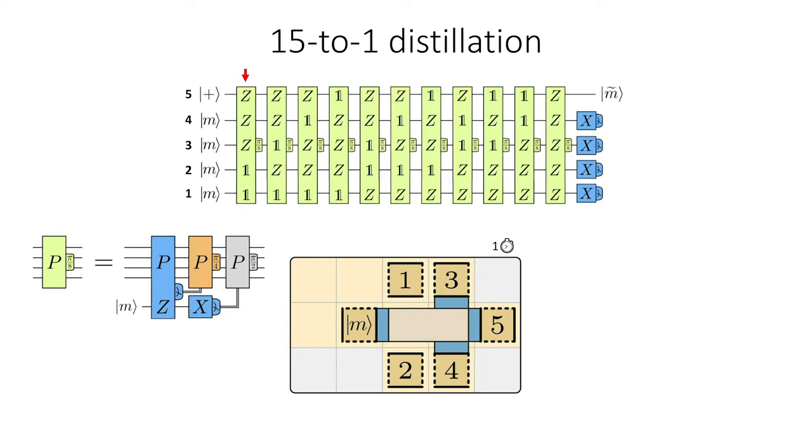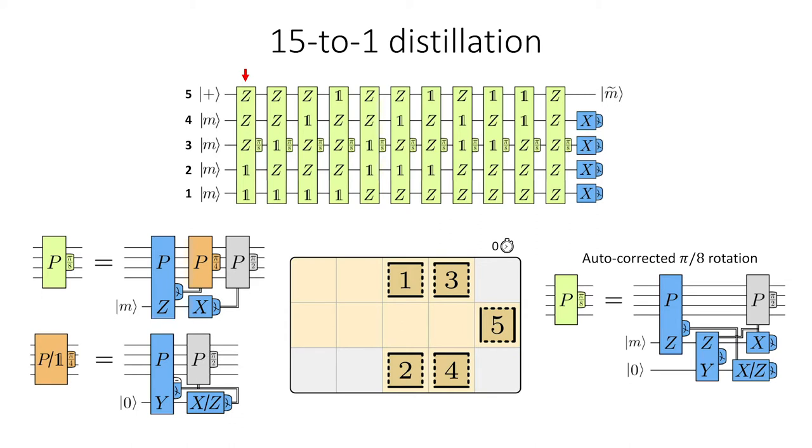But the problem with that is that with a 50% probability, these pi/8 rotations will turn into pi/4 corrections. These can be commuted to the end of the circuit, but then they turn single qubit measurements into Pauli product measurements, which take longer. And we want to avoid that. So one way around that is to use this circuit instead, an autocorrected pi/8 rotation, which applies the Clifford correction whenever it's necessary.